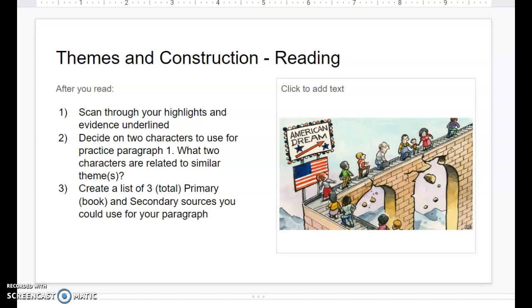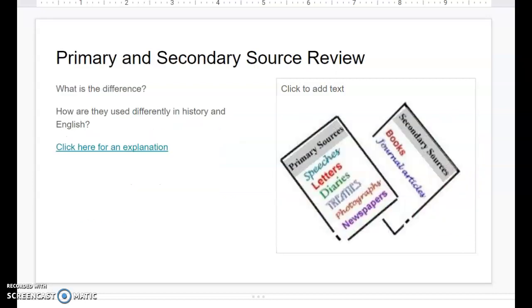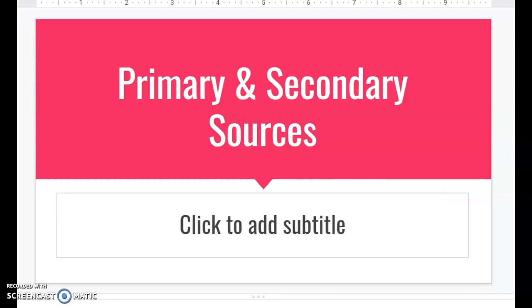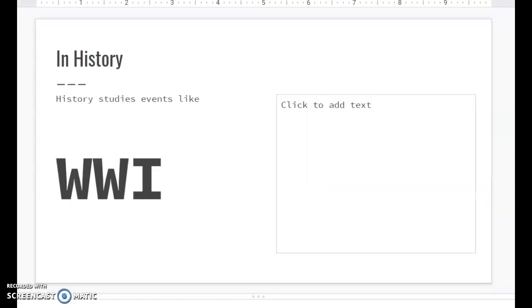Okay? So I'm not going to go over Themes and Construction. I feel like it's a pretty straightforward read, but we should talk about primary versus secondary sources. That's not the slide I wanted. Let's try again. Primary versus secondary sources. You use them in history when you study events like World War I. If you are in your junior paper right now, you are up to your eyeballs in secondary sources.